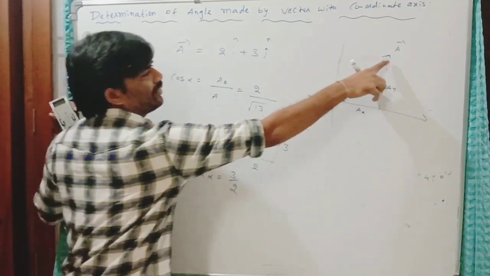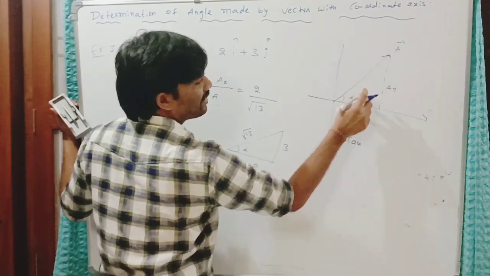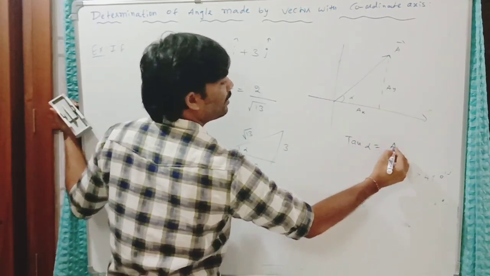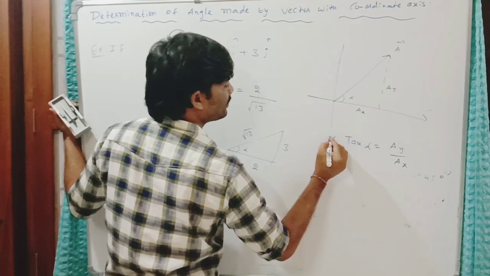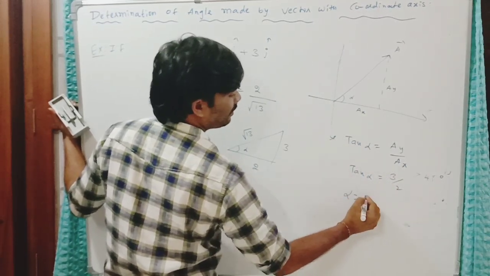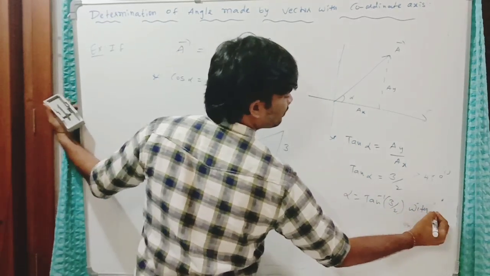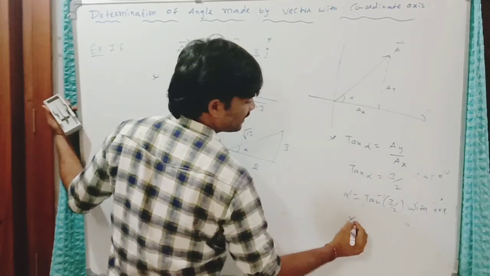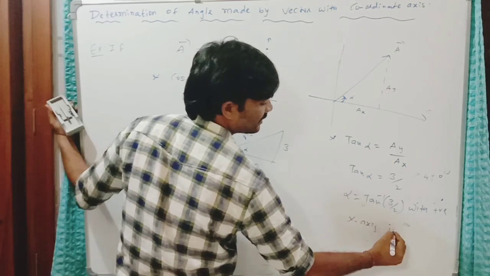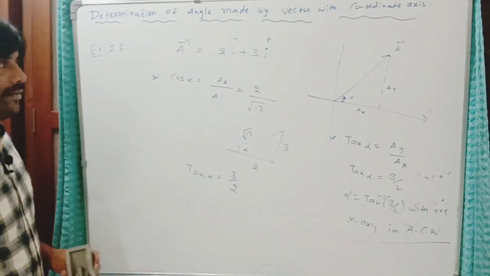Or else directly you can write from the diagram. You can see this is the vector A, this side is its x component, this is its y component. Tan alpha equal to Ay by Ax also you can use. So tan alpha is equal to 3 by 2. So alpha equal to tan inverse of 3 by 2 with positive x-axis and measured in anti-clockwise direction. Clear?